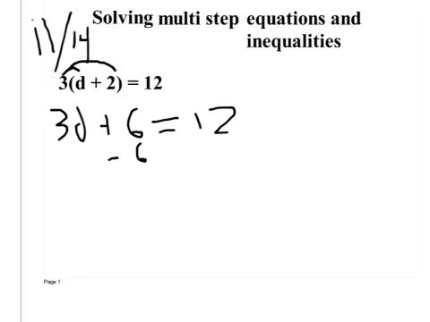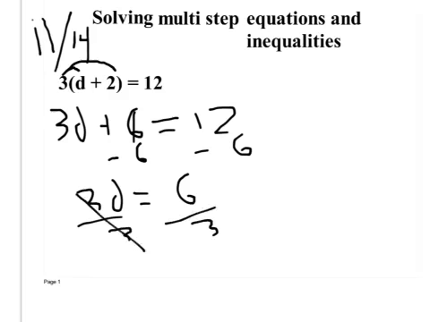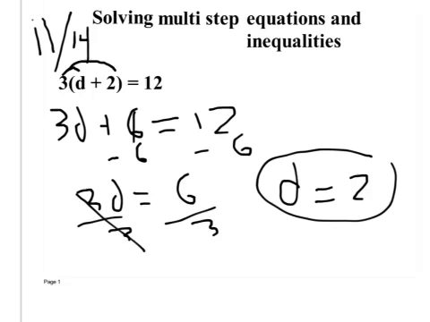We subtract 6. Gives me 3d equals 6. I divide by 3. D equals 2. If I plug 2 in for d, I would get 2 plus 2, which is 4. 4 times 3 is 12. D is 2. Alright, that's the first way.